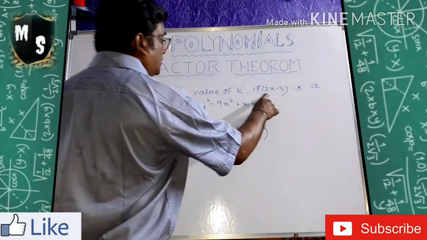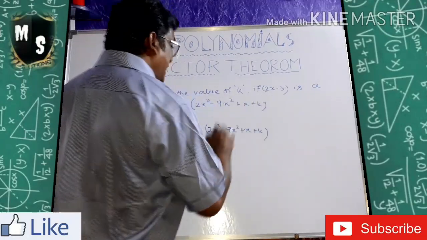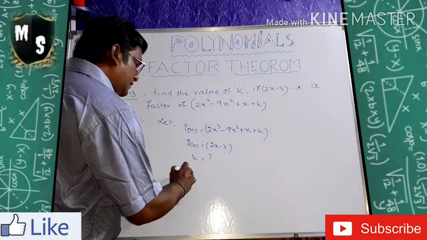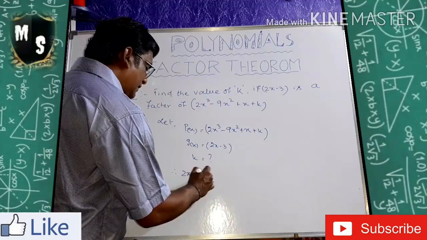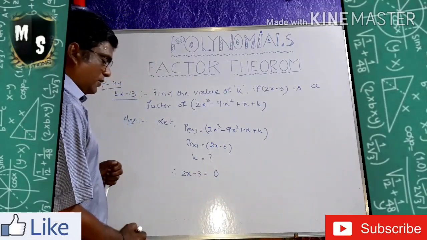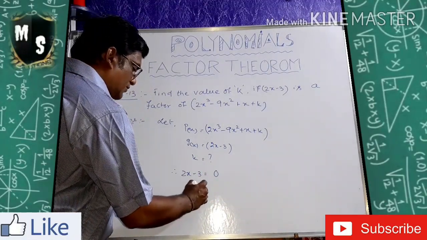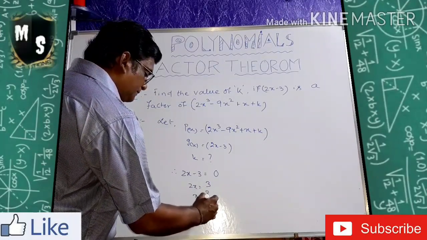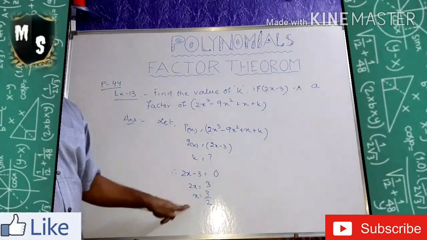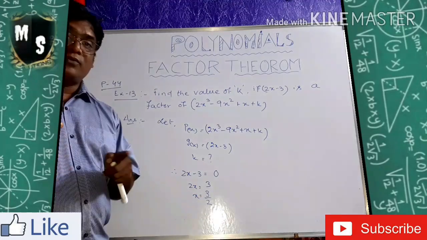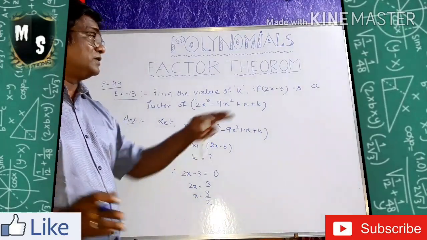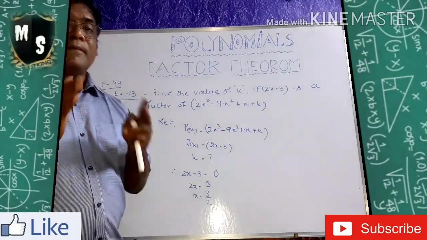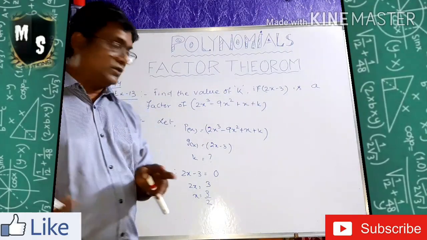So now let's find k. Therefore you write 2x minus 3 is equal to 0. Clear? Understood? Then 2x is equal to 3, then x is equal to 3 by 2. Now you got the a value. What is a? 3 by 2. What you have to do? P of a equal to 0 because it is a factor. This is a factor of this. Then what does the theorem say? P of a must be equal to 0.